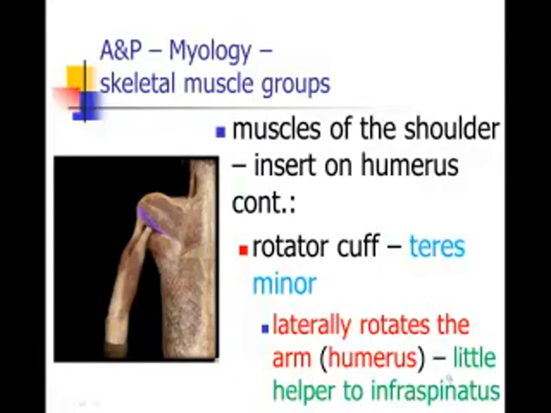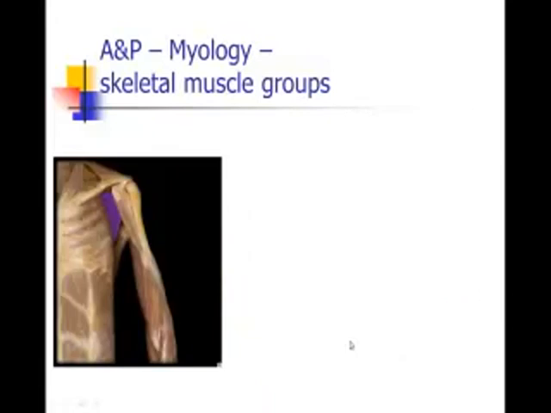So there won't be any other examples in this lecture talking about little helpers, but the little helper simply means that this muscle does exactly the same thing as the muscle it helps. They both are lateral rotators of the humerus. And this will actually come up in our discussion of the brachial plexus.